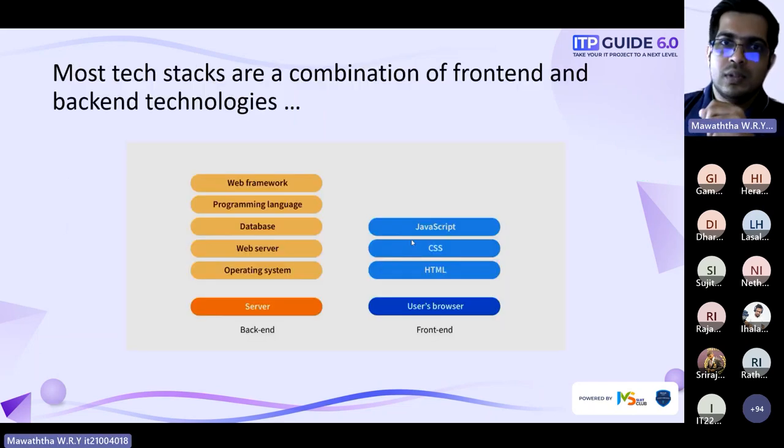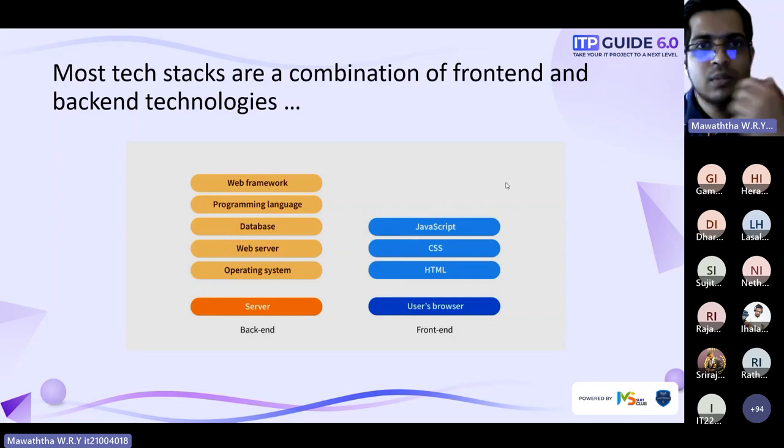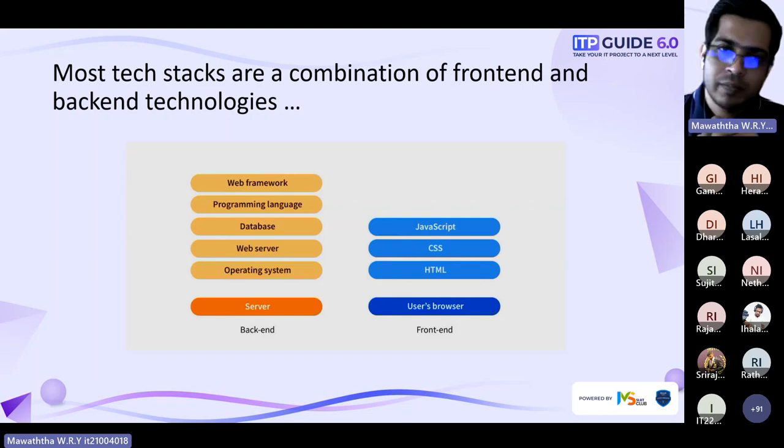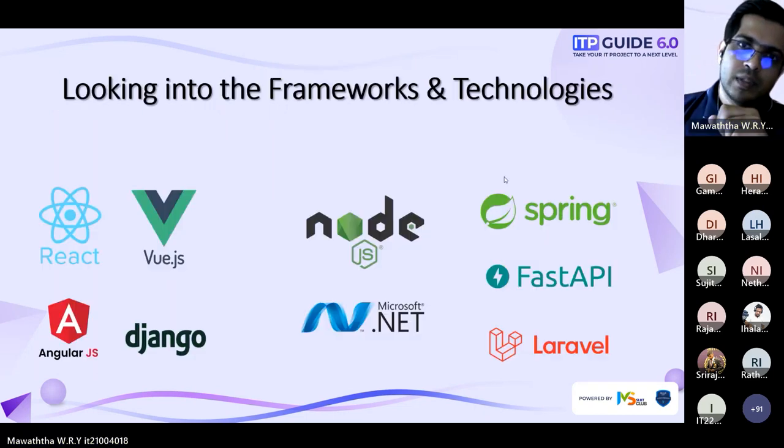Right. So as a conclusion, most technology stacks are a combination of front-end and back-end technologies, since most of the time they are written in the same programming language, whether it's JavaScript or Python. So those full stack technologies are most compatible with each other, and also with the databases and other components that you are using. So let's move into that section.